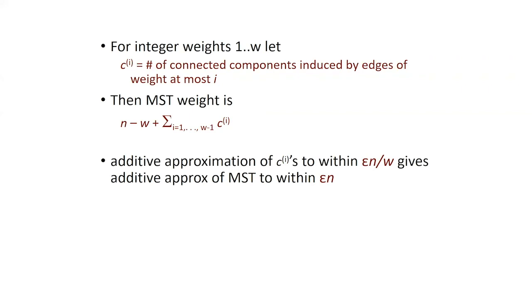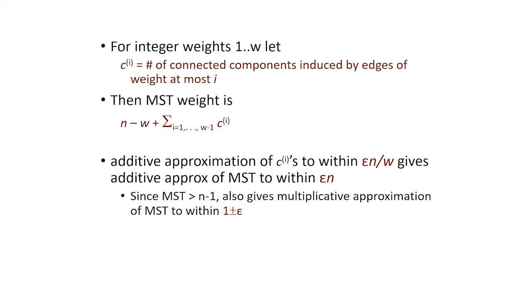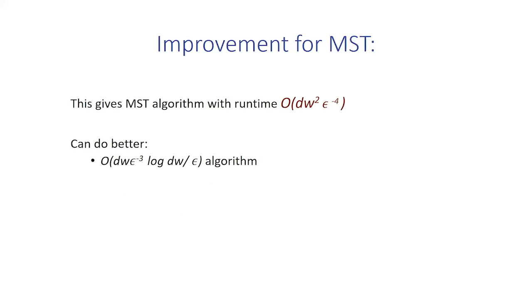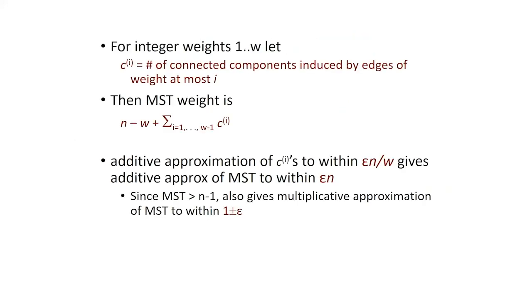Now, we're going to estimate each of these to within an additive factor of epsilon n over W. So I'll use a new epsilon that's epsilon over W. And that gives an additive approximation of the MST to within epsilon n. Since we assumed it's connected and each edge has weight at least 1, the MST weight has to be at least n minus 1. Therefore, an additive approximation to within epsilon n also gives you a multiplicative approximation to within 1 plus or minus epsilon. So that's why we're getting a good approximation.